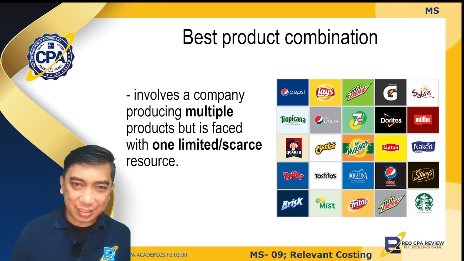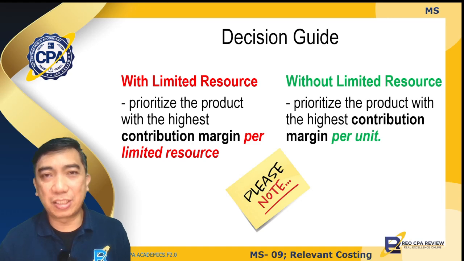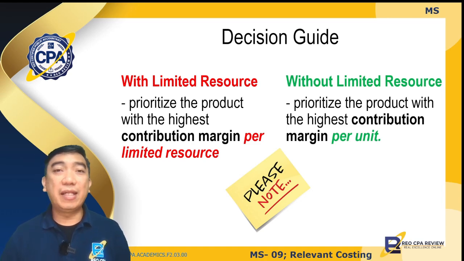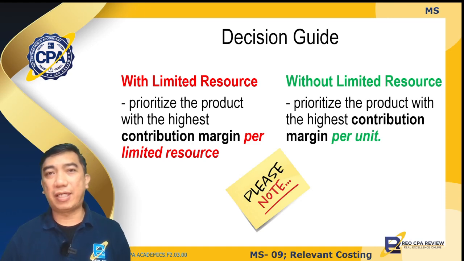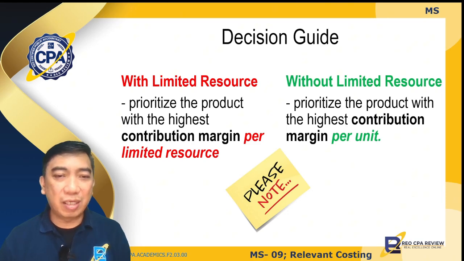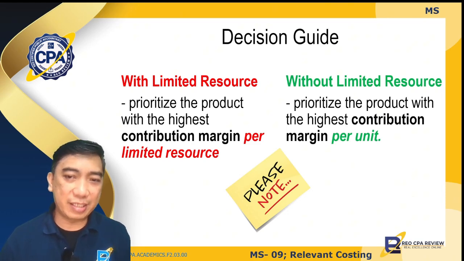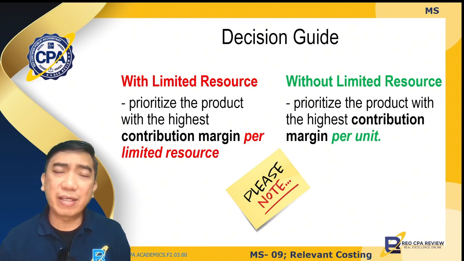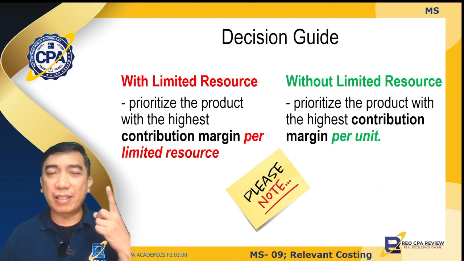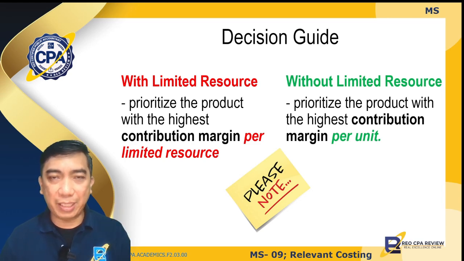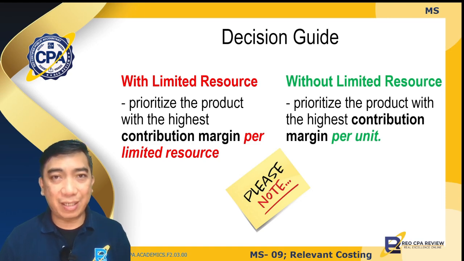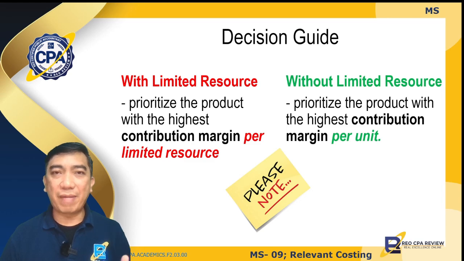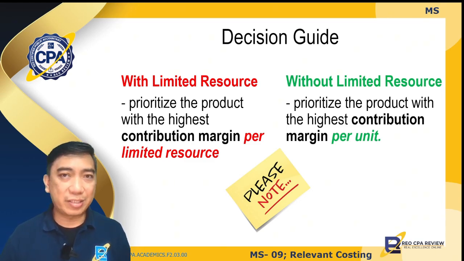Okay? So class, tuloy natin to. What is our decision guide? Ang decision guide natin is highly dependent on a given situation. Depende yan if you have limited resources. If there are limited resources, class, what is an example of a limited resource? Limited ang machine hours, limited ang space, limited ang budget. Those are constraints. In statistics or in mathematics, we call it as constraints. Layman's terms, we just call it as limited resources.